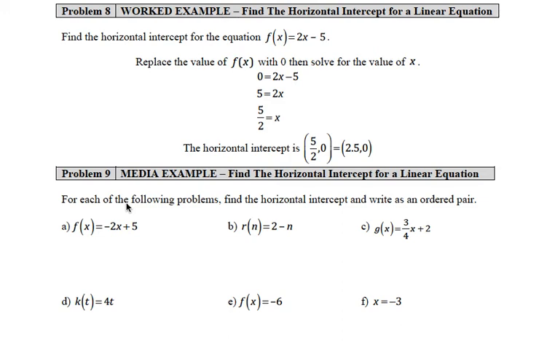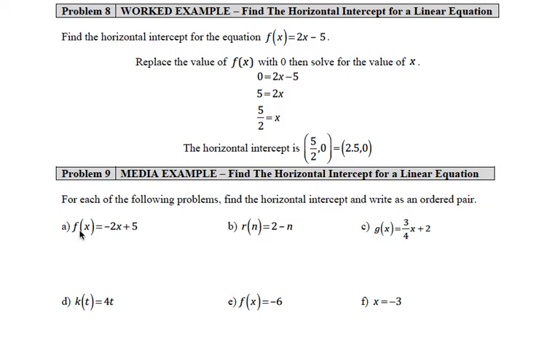Problem 9, we're asked to find the horizontal intercept for each of the linear equations. And I included the worked example in this problem here so that you can see what we're going to be doing is replacing the output value with 0 and then solving for the value of x. We're going to do that for each part, a through f.